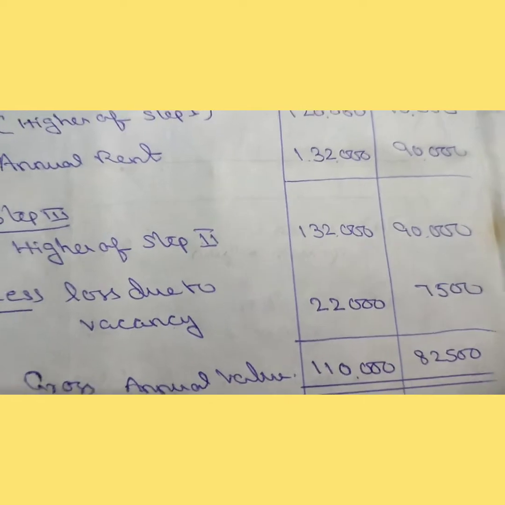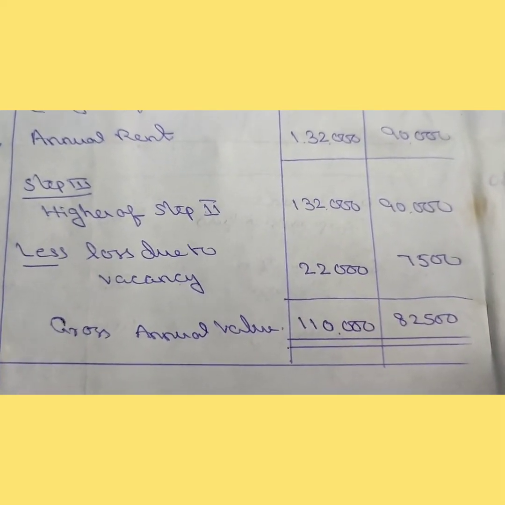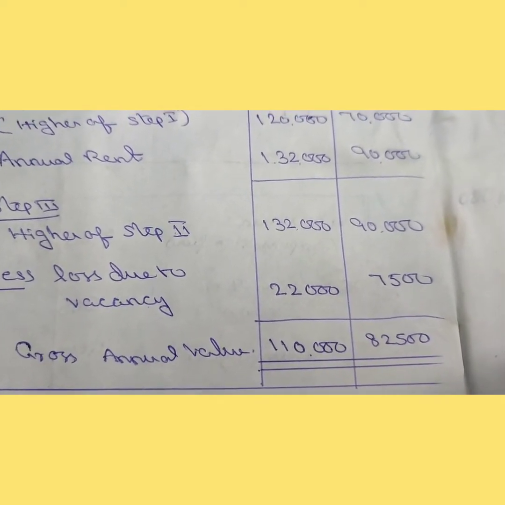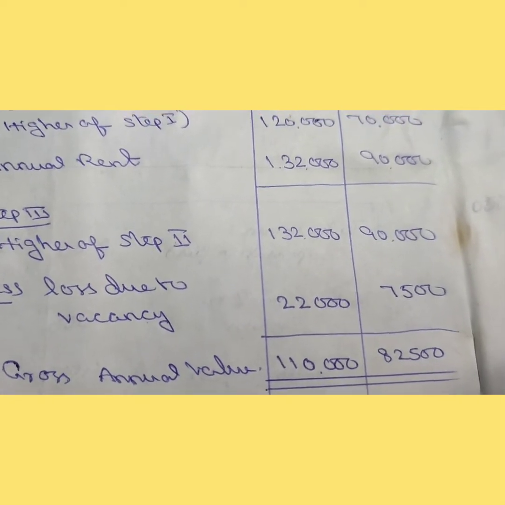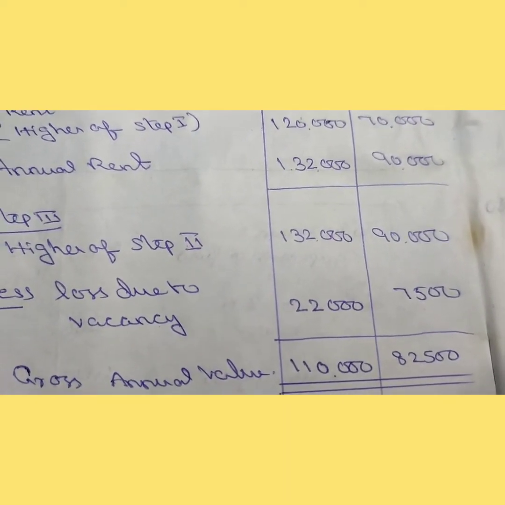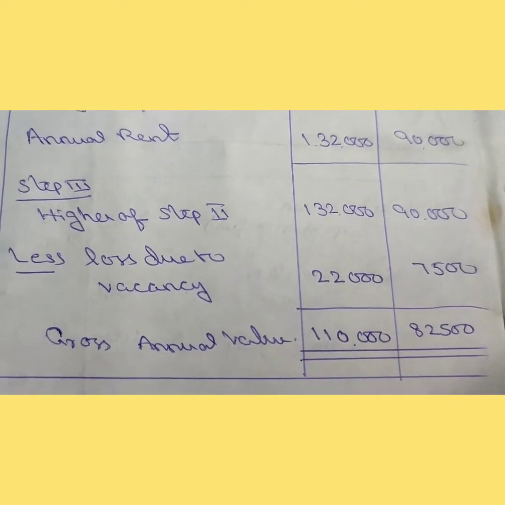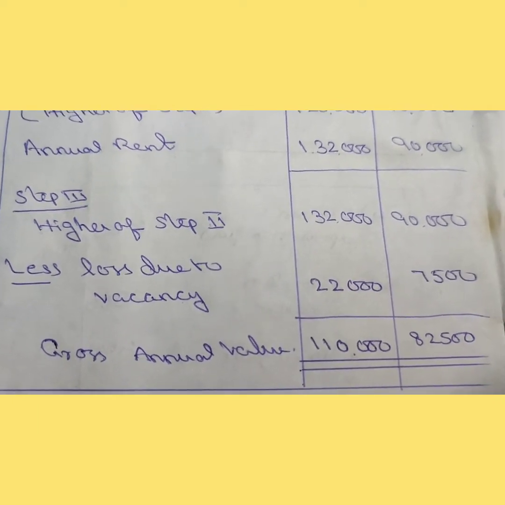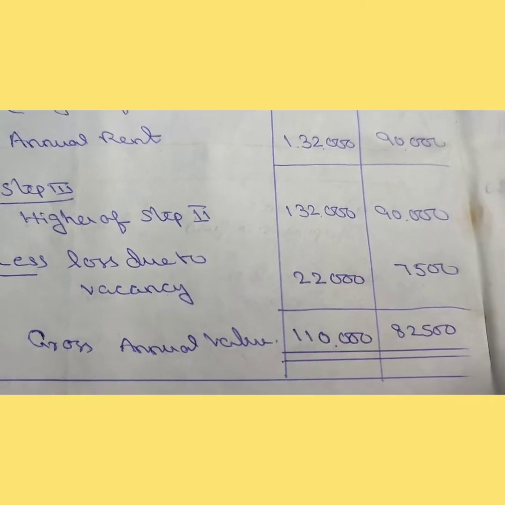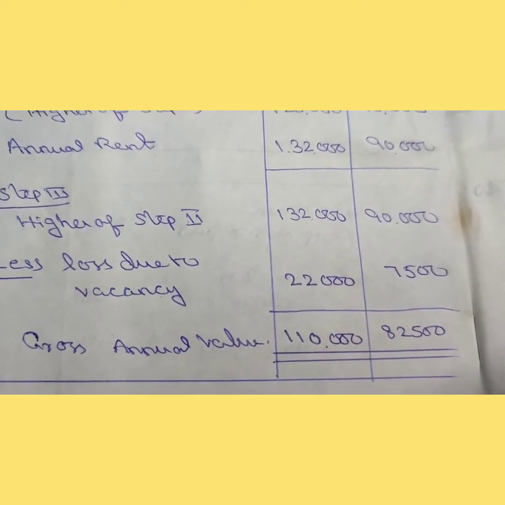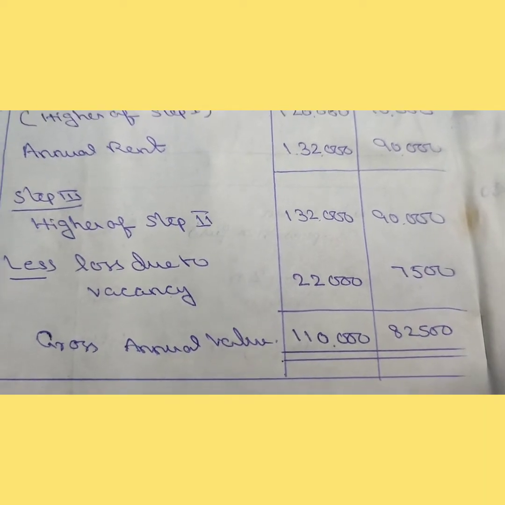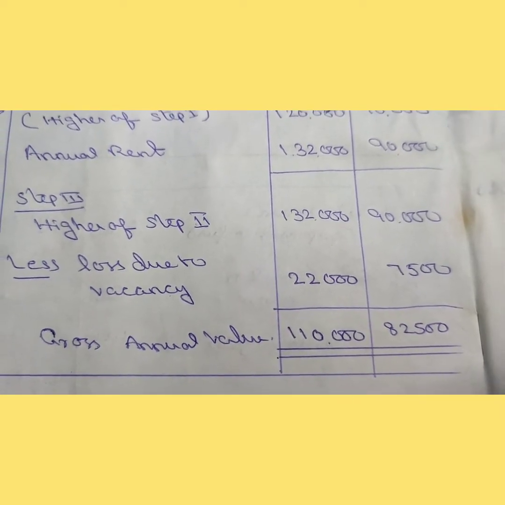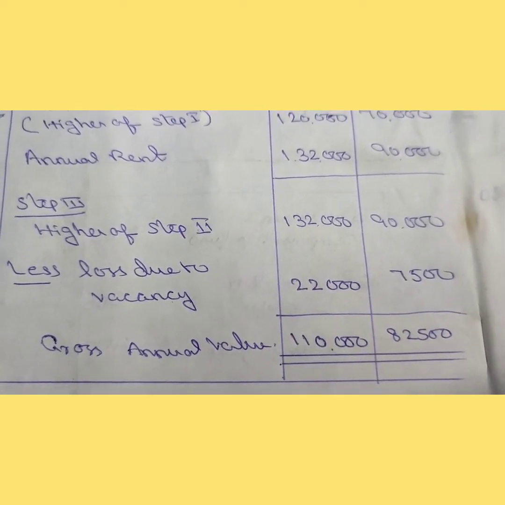Now what we have to do? We have to deduct this loss due to vacancy from step 3: 22,000 for house 1 and 7,500 for house 2. So 1,32,000 reduced by loss due to vacancy of rupees 22,000 comes to rupees 1,10,000, that is the gross annual value for house 1. And in case of house 2, there is a loss due to vacancy of rupees 7,500. It is reduced from the higher of step 2, 90,000, and it comes to rupees 82,500. This is the gross annual value of house 1 and house 2.